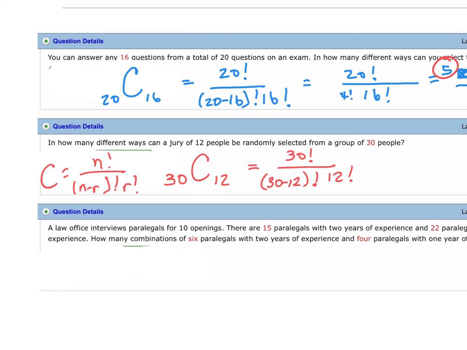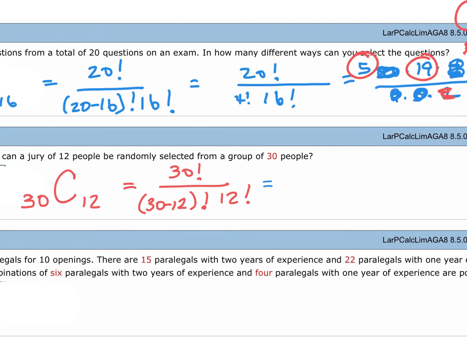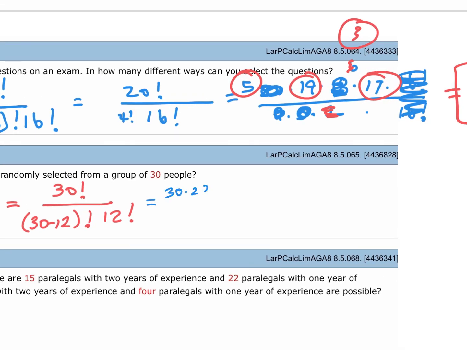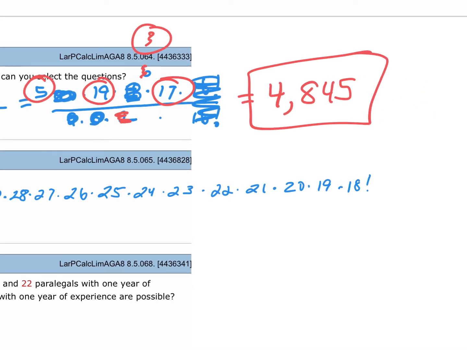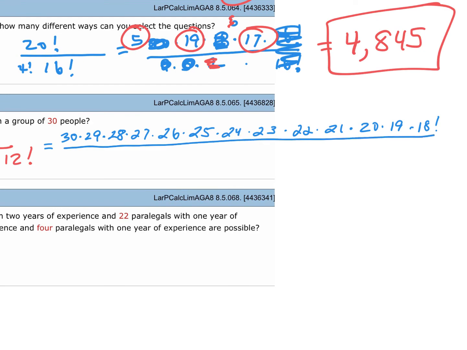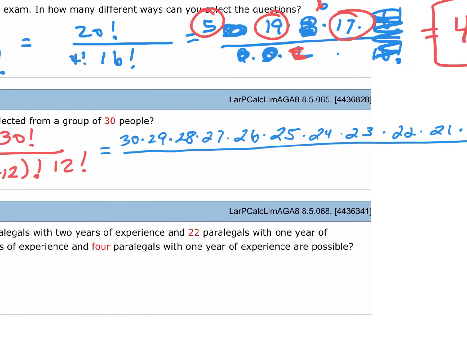Okay, so we're going to write out, let's look at the top here. I have 30 times 29, 28, 27, 26, 25, 23, 22, 21, 20, 19, and 18 factorial. I'm going to stop there because we have an 18 factorial on the bottom. And then we also have a 12 factorial. So I have 12 times 11 times 10 times 9, 8, 7, 6, 5, 4, 3, 2.